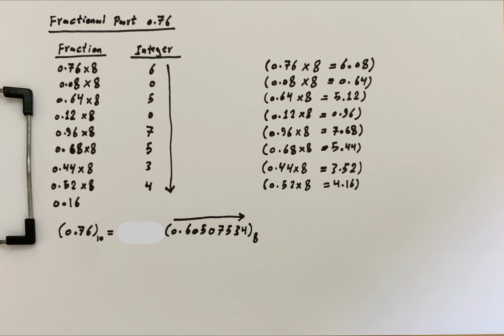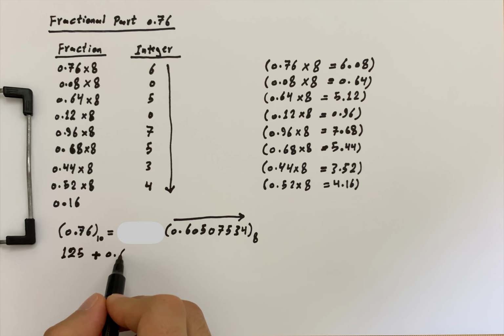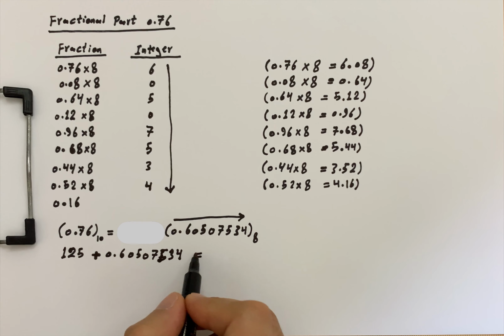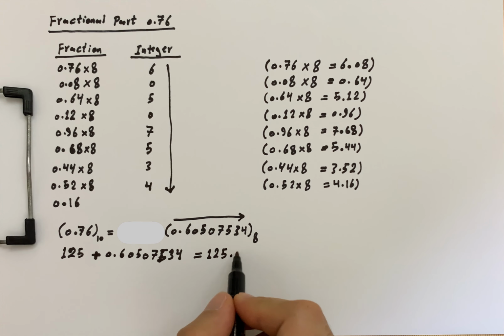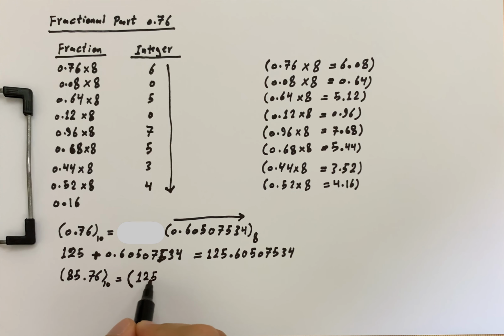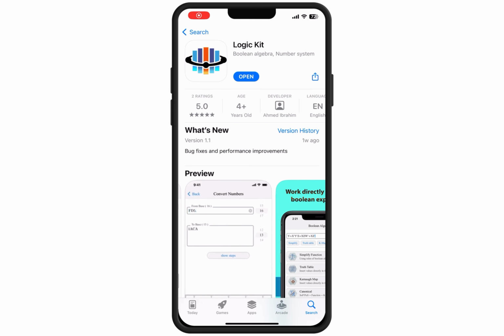0.6050754 in octal. Now we will add the two converted parts together. The converted integer part for 85 was 125, plus the converted fractional part, 0.6050754, and this is equal to 125.6050754. So the number 85.76 in decimal is equal to 125.6050754 in octal.